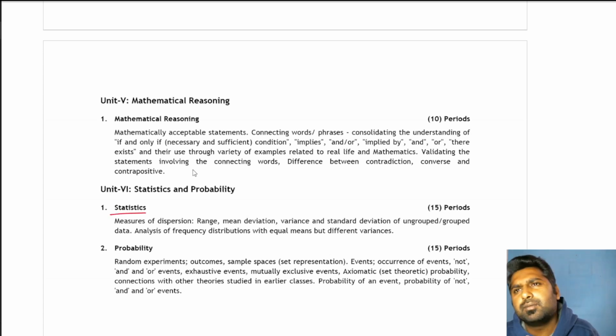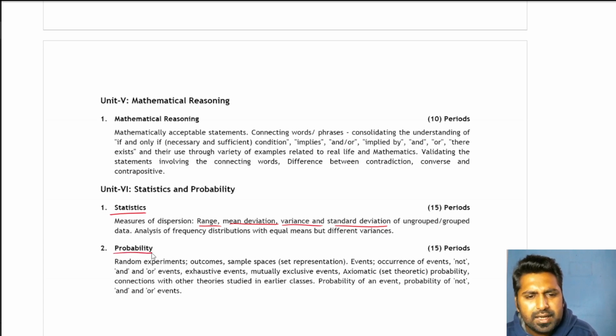Stats, again, is a slightly subjective topic, but objective ideas can be created around it. Simple data can be given. You have to understand the range, mean deviation, variance, standard deviation, and what the relations between them are. That we have to understand. But the topic is subjective in nature, so if you want to understand it in depth, you have to do subjective kinds of questions. Then only you will be able to apply the concept in objective.